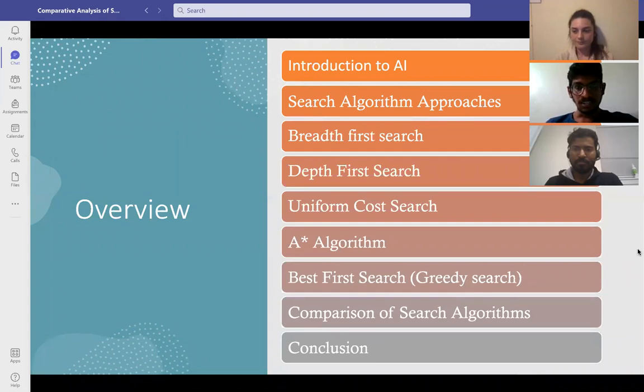First, I will cover the topic search algorithms in AI, and this is the overview of the key topics that I'm going to cover here. I'll introduce AI, and I'll talk about the search algorithm approaches in the research paper. These are the main problem solving techniques used in this paper: breadth first search, depth first search, uniform cost search, A-star algorithm, and best first search. I'll compare all of these algorithms and conclude the first paper. So you can go to the next slide.